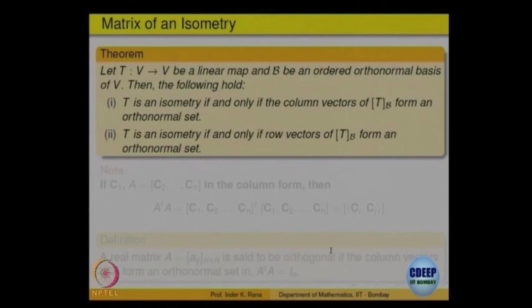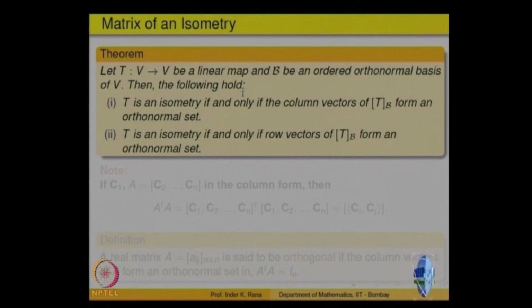So, once we have said that we have got an inner product space, what is an inner product space? A vector space on which an inner product is defined. So, all subspaces of Rn, once we take the inner product also in mind, become inner product spaces. So, T is linear and B is an ordered orthonormal basis.